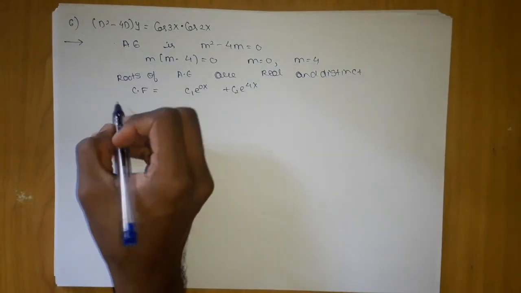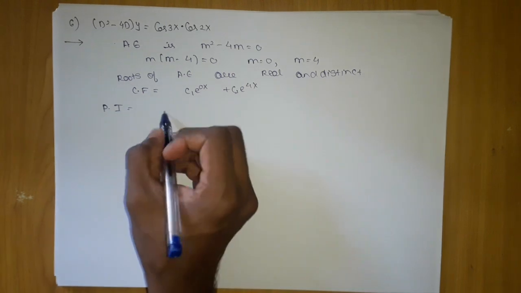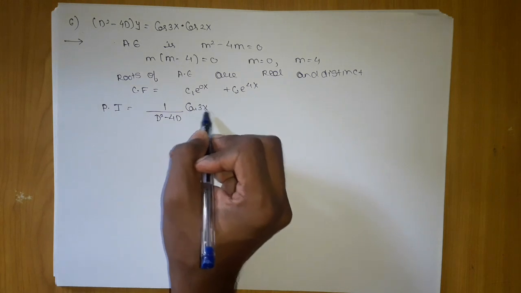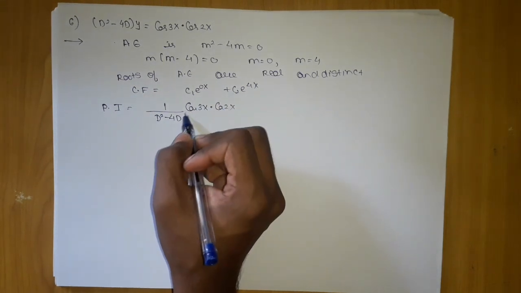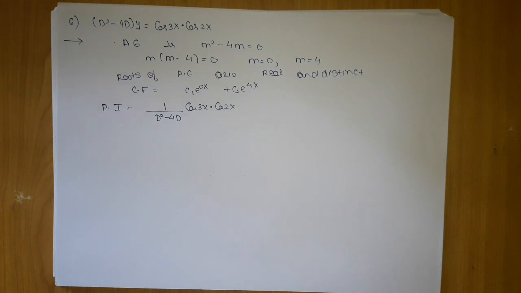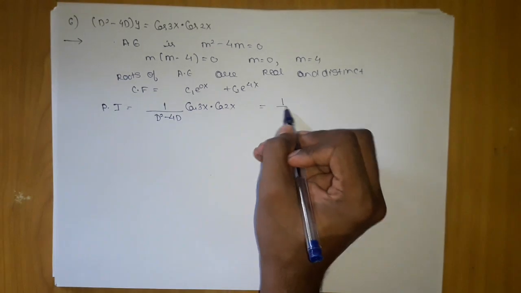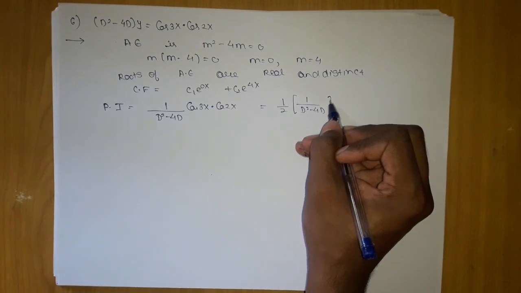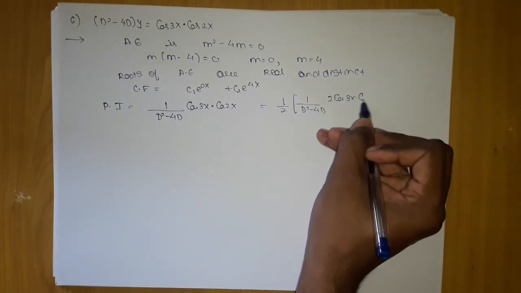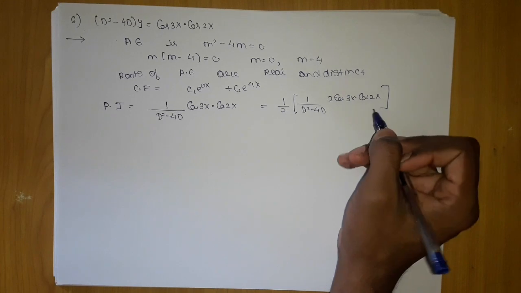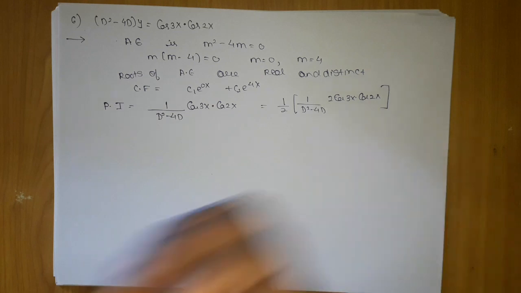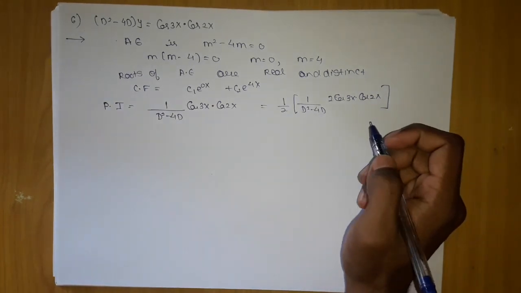After doing this, what we are going to target is the particular integral, which will be 1 upon d square minus 4d into cos 3x into cos 2x. So what we are going to do is multiply and divide by 2. We'll keep the 2 outside, which we divide, and the moment we multiply here cos 3x into cos 2x, we will apply the cos a into cos b formula, which will give us cos a plus b plus cos a minus b.